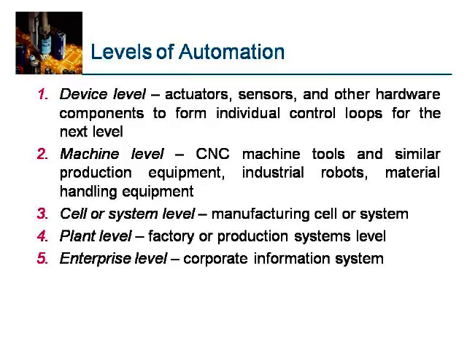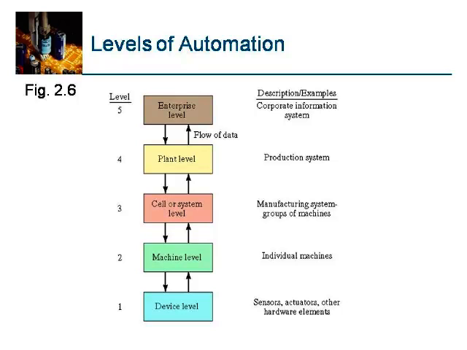Then plant level automation covers the entire factory, which includes the manufacturing facilities, with the input and output, the factory or production systems, and other things. Then enterprise level automation: the corporate information system is also included along with plant level, cell level, machine level and device level. The top level of automation is enterprise level automation. In this figure you can see the different levels of automation. Device level is the lowest level and enterprise level is the highest level.